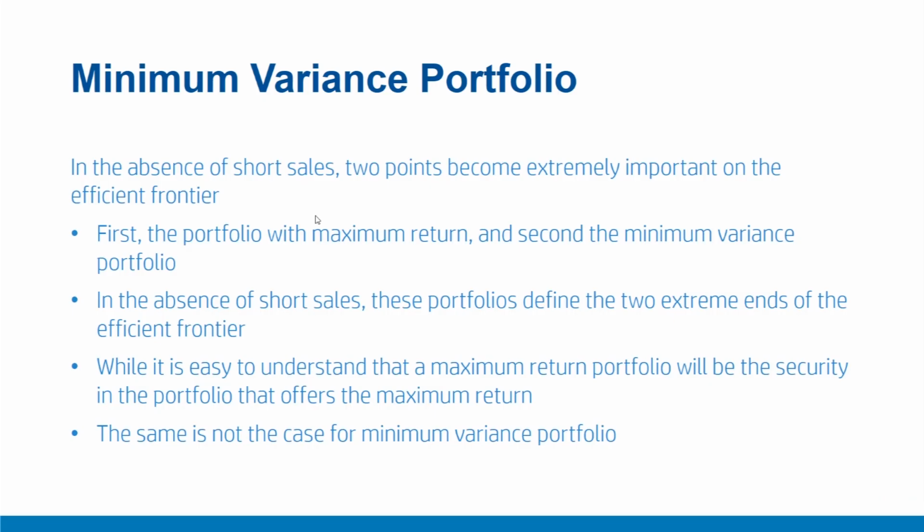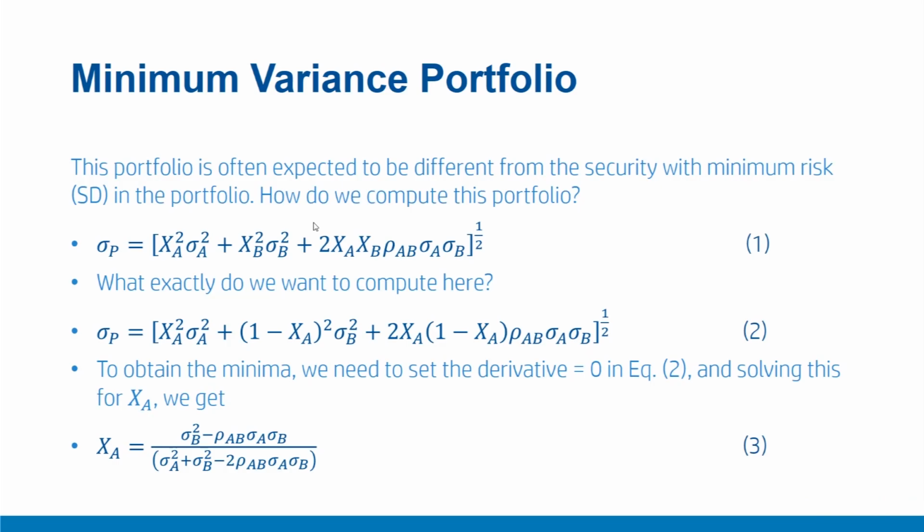While it is easy to understand that the maximum return portfolio will be the security in the portfolio that offers the maximum return, since the returns are simply the weighted average of returns, the same is not the case with the global minimum variance portfolio. This portfolio is often expected to be different from the security with minimum risk in the portfolio.